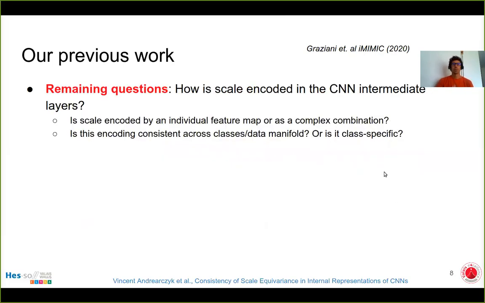So after showing that the scale information is present and encoded in the pre-trained CNNs, a remaining question was how is scale encoded in the intermediate layers? Is it encoded by an individual feature map or as a complex combination of feature maps? Is this encoding consistent across classes, so across the data manifold, or is it class specific? And this is what we want to tackle in this paper.